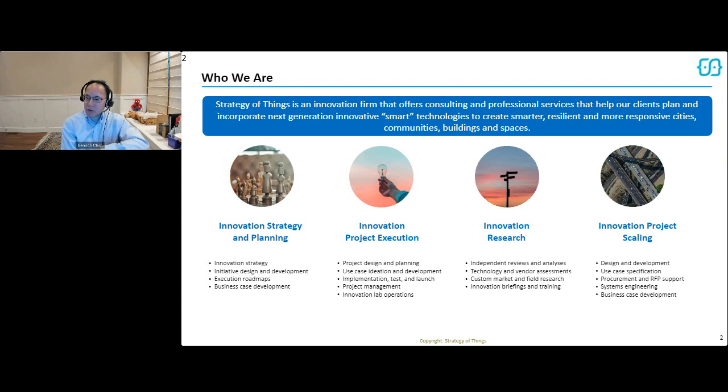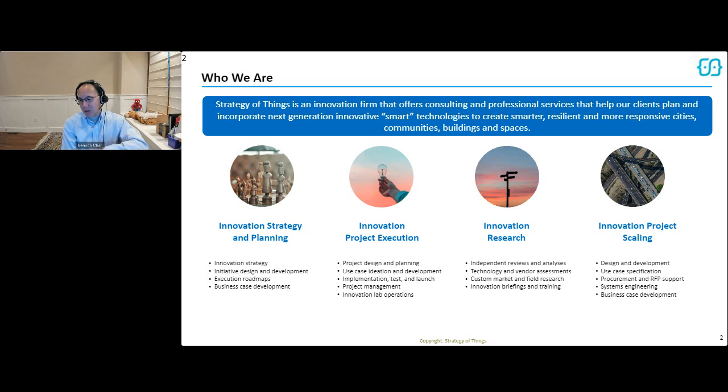At Strategy of Things, we're an innovation company. We help cities, communities, and businesses become much more responsive, resilient, and smarter. We do this through science, strategy, and technology, and emerging technologies. We offer 4 levels of services: strategy and planning, innovation, project, and execution.